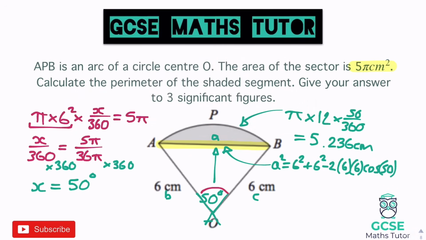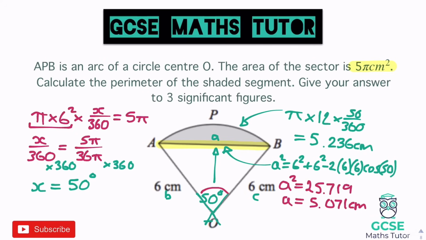Right, so let's type all that into the calculator. So 6 squared plus 6 squared minus 2 times 6 times 6 times cos 50. Sorry, why am I typing in 60? Cos 50. There we go, and that gives us an answer here. So we've got a squared equals 25.719. There we go, so square root that for a, and we get a equals 5.071. There we go. Right, okay, so that gives us our length of A to B.